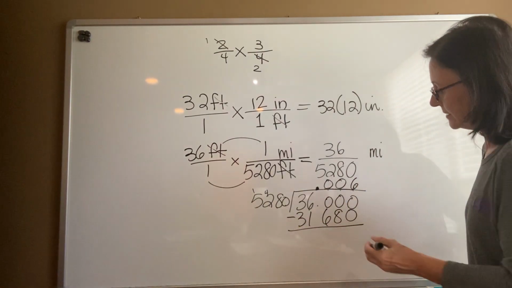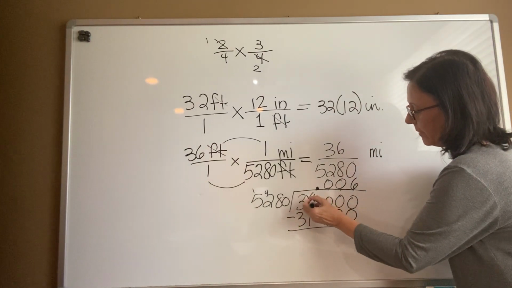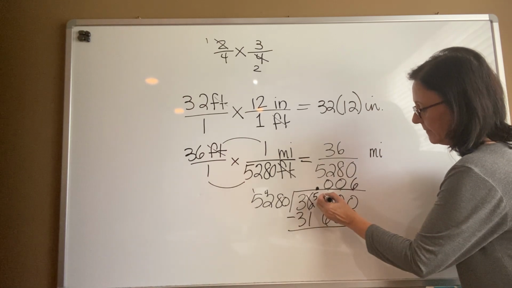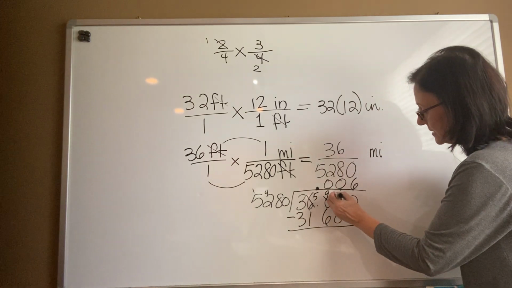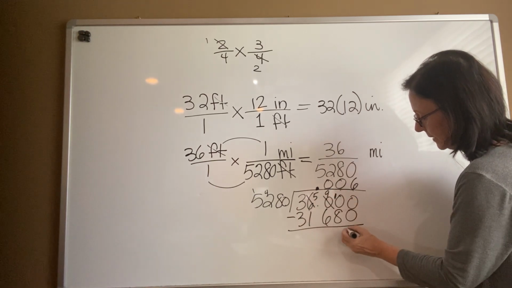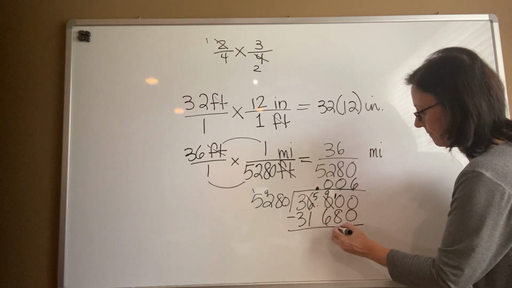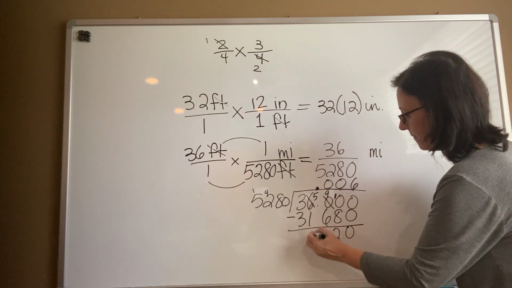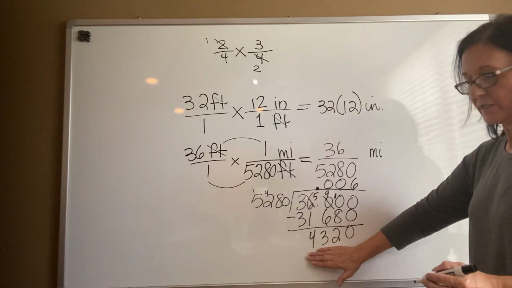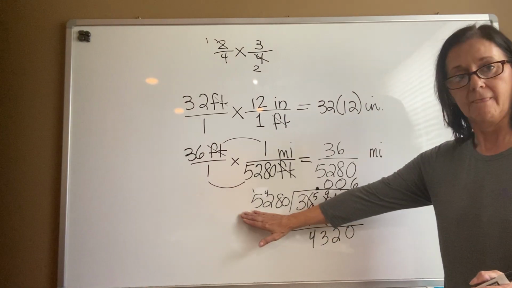I subtract. I have to go all the way to the 6 and borrow and make it a 5. That becomes 10, but I have to borrow again, making it a 9. That becomes 10 because I can subtract 0. 10 minus 8 is 2. 9 minus 6 is 3. 5 minus 1 is 4. You just want to make sure this number is smaller than that number.